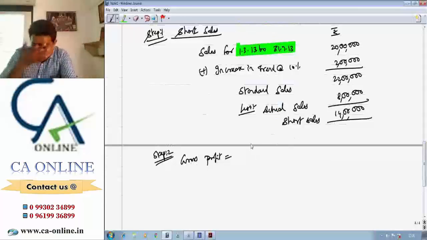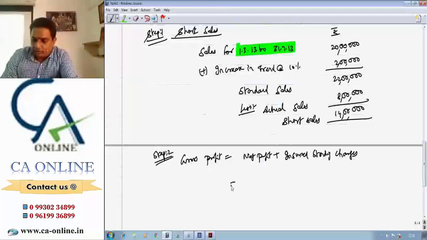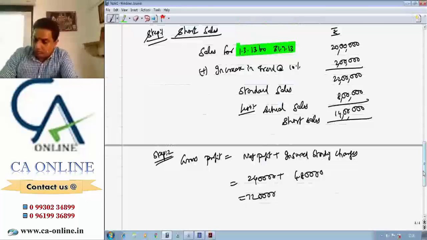Gross profit is net profit plus insured standing charges minus other income. In this problem there is no other income. What is net profit? 240 plus, 7,20,000.